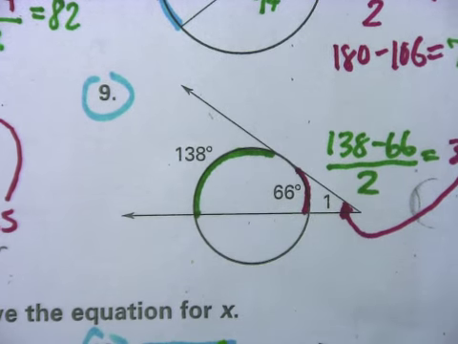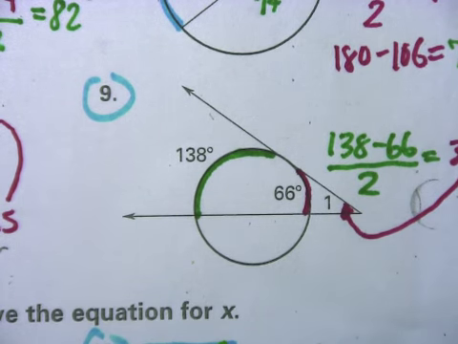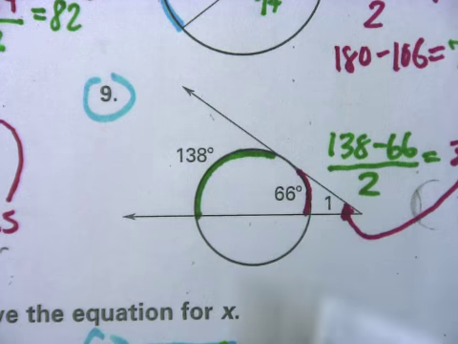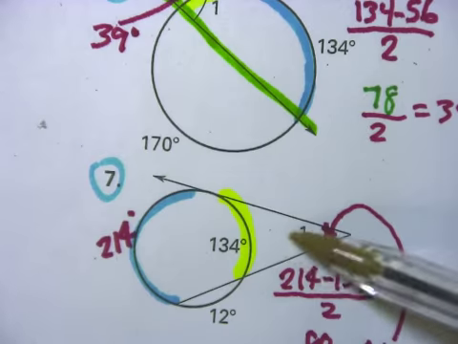Question number 9. Again, similar type of question. I basically have my arc here 138, 66, and I just want to emphasize, I notice that the arcs are between the two lines that make up the angle, right?